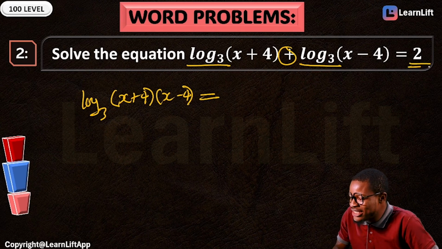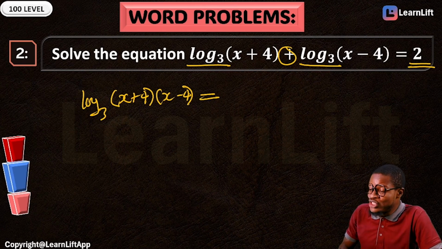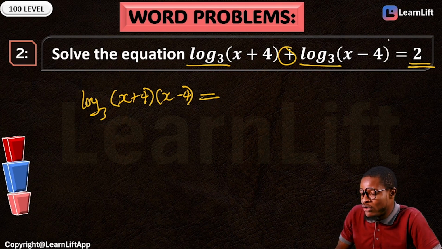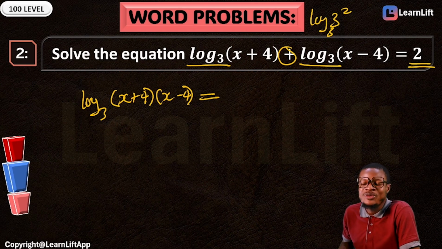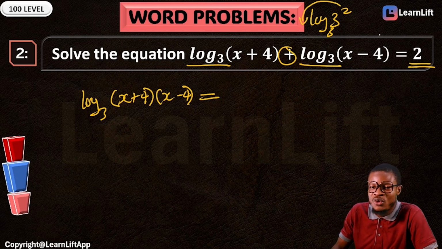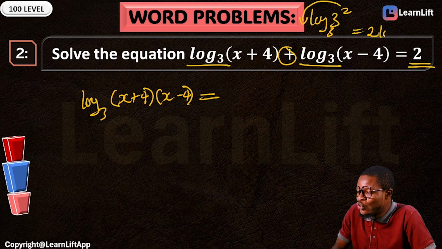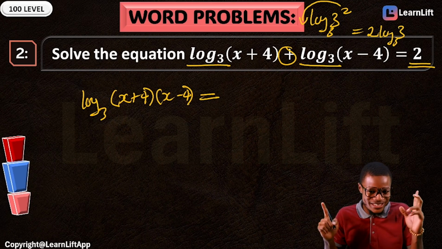Can I convert these two to log base 3? Yes, now you can convert it to log base 3. Is it true that my 2, if I convert it to log base 3, is the same thing as log base 3 of 3 raised to the power of 2? Is it true? Yes. Why is it so? Because the 2 has the ability to come down. If the 2 comes down, what am I going to have? 2 log base 3 of 3. And what is log base 3 of 3? 1. 2 times 1, so you see it now.